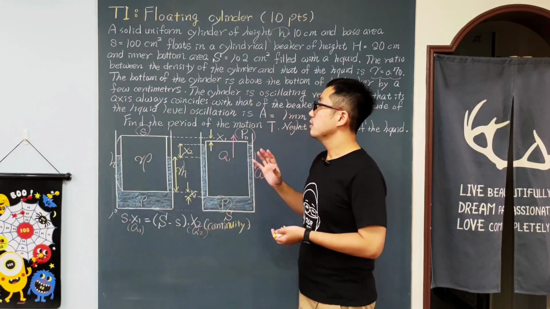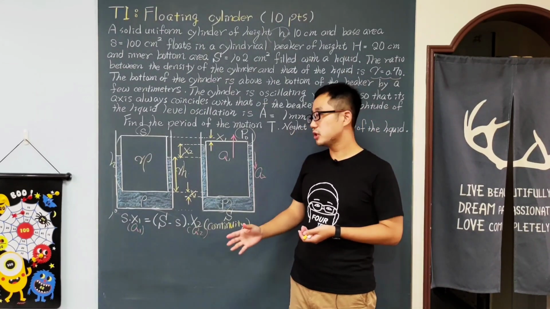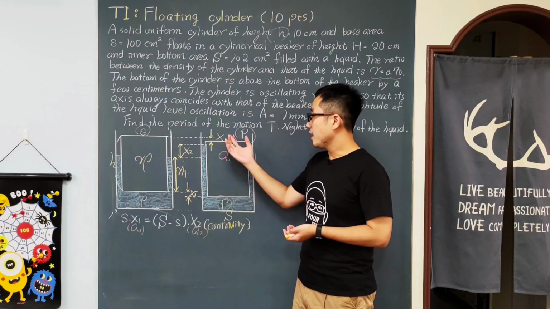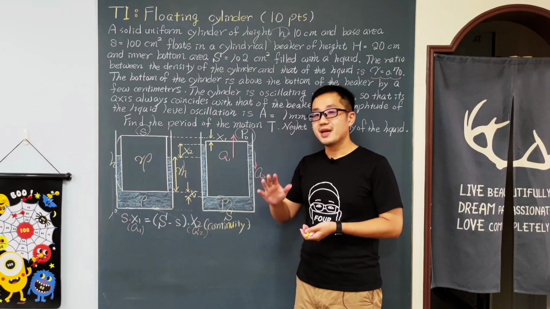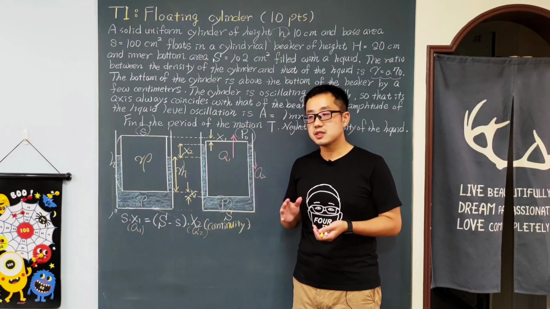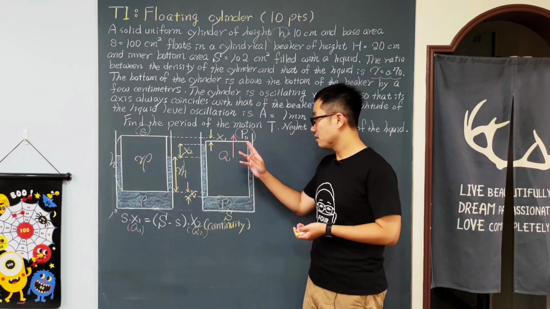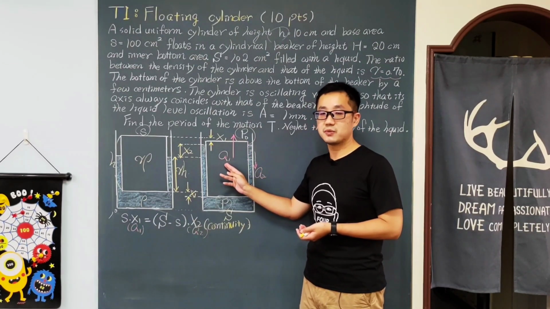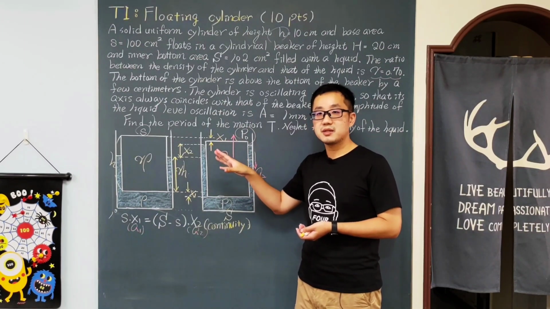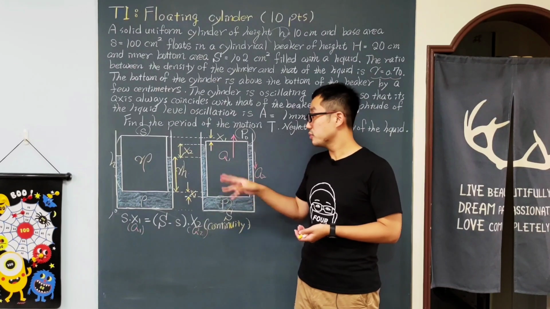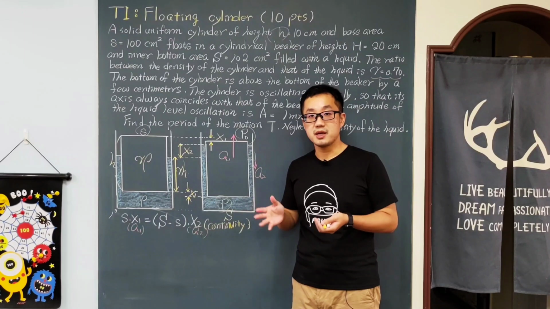In order to characterize whether it is SHM or not, I need to find out the relationship between the restoring force and x1. The restoring force, according to Newton's second law, is mass times acceleration. So I need to find out the linear dependence of a1, the acceleration of the cylinder, on x1. If there's a linear relationship between a1 and x1, it is simple harmonic motion. That is our main goal.